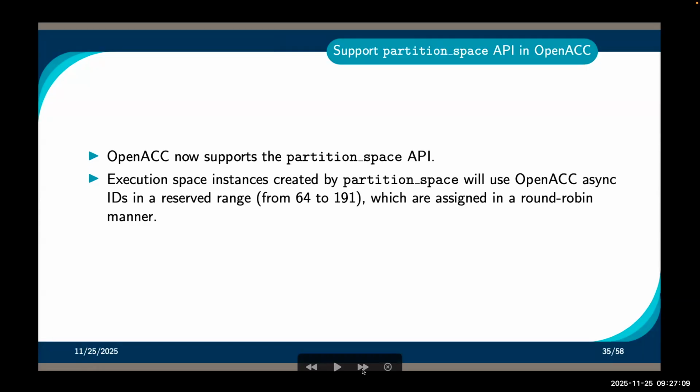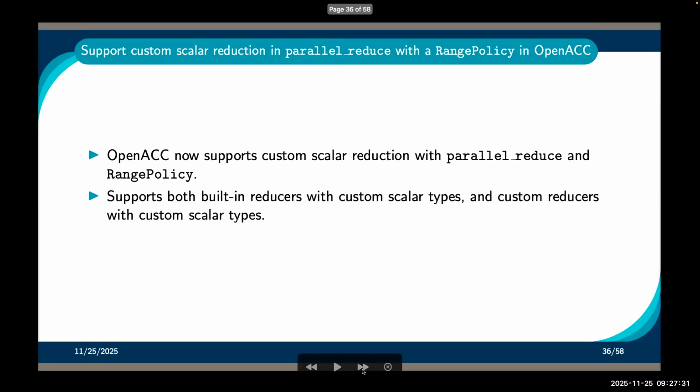We don't make any promises, but we reserve the range from the async IDs 64 to 181. We assign them in a round robin. We do this in order to hopefully not clash with other libraries if they use some of these IDs. But as said, this is just what we do now. We reserve the right to change that. And also, if you hit that, just let us know that you ran into problems.